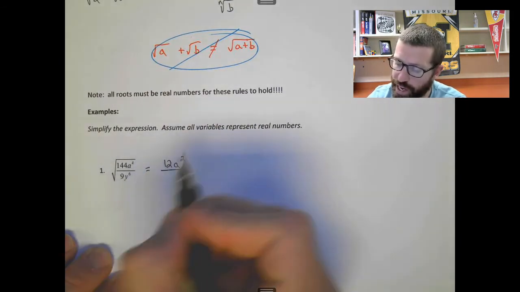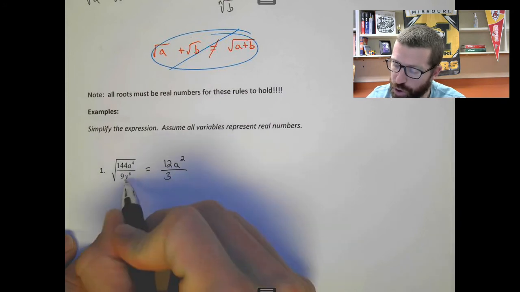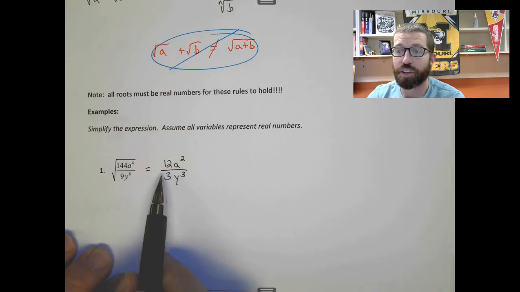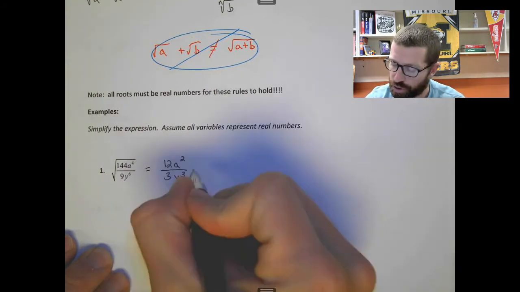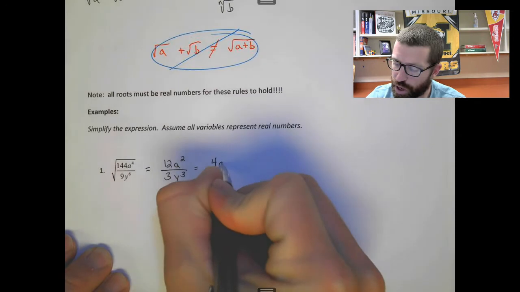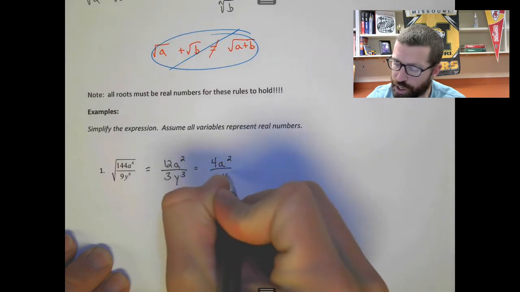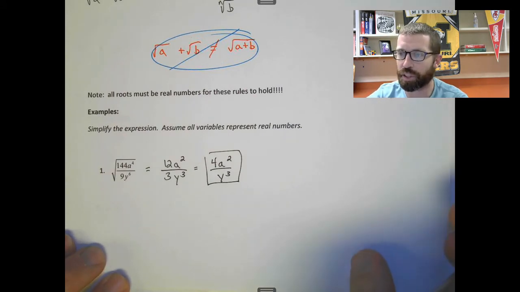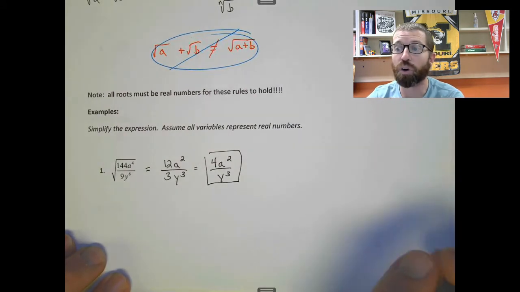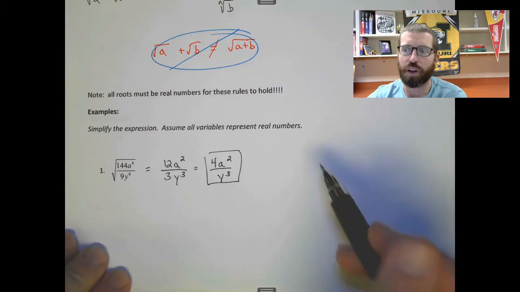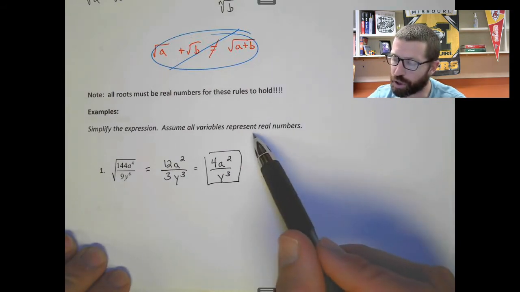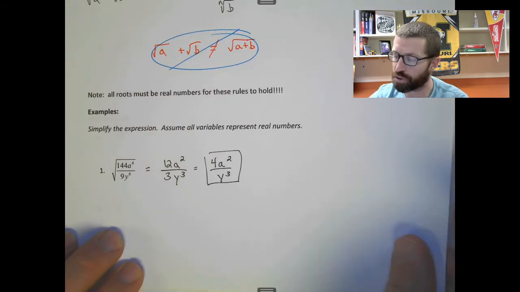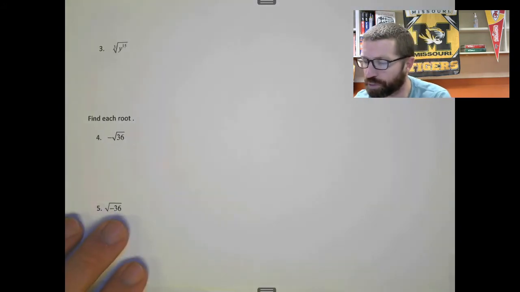The square root of 9 is 3. And the square root of y to the 6th is y to the 3rd. And then you can say, well, I can also reduce this. So this would be 4a squared over y cubed. And that is completely reduced. I'm also going to say that all variables represent real numbers and they're all positive. Otherwise, we'd have to think about some absolute value bars, which we won't do in this video.